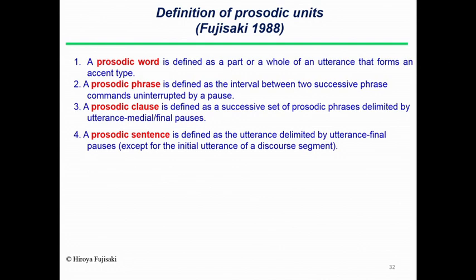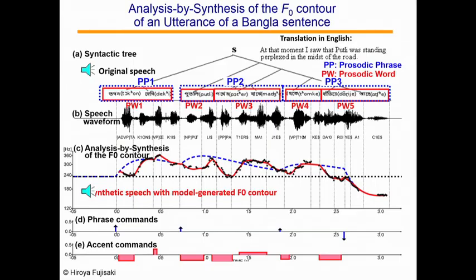The first one is called the prosodic word. Instead of written words, we say a prosodic word is defined as a part or whole of an utterance that forms an accent type. If you see here, one accent type is one prosodic word, called PW1. Then the second accent type, the third accent type is PW2, then one accent type, then another accent type, and the last is another accent type.